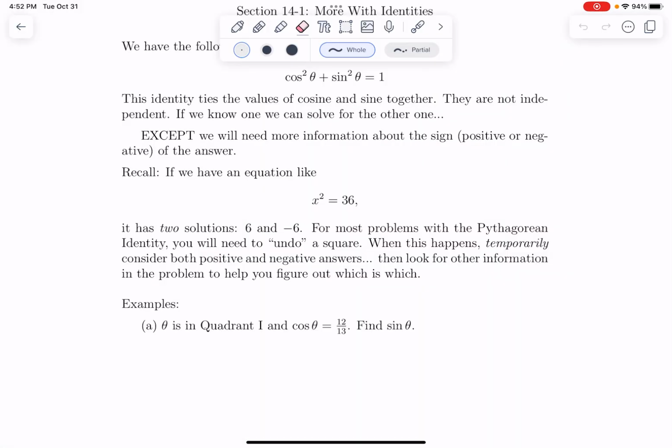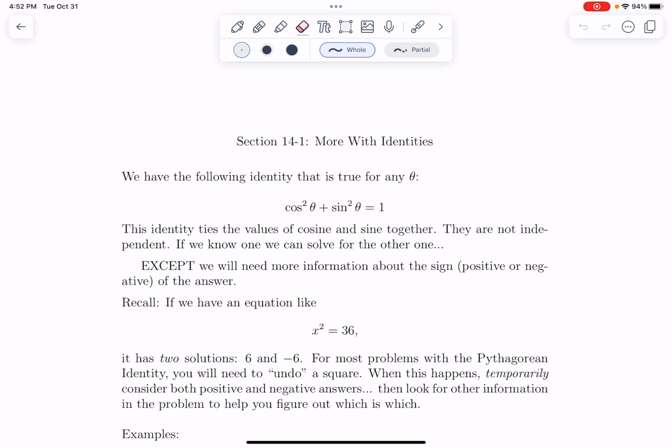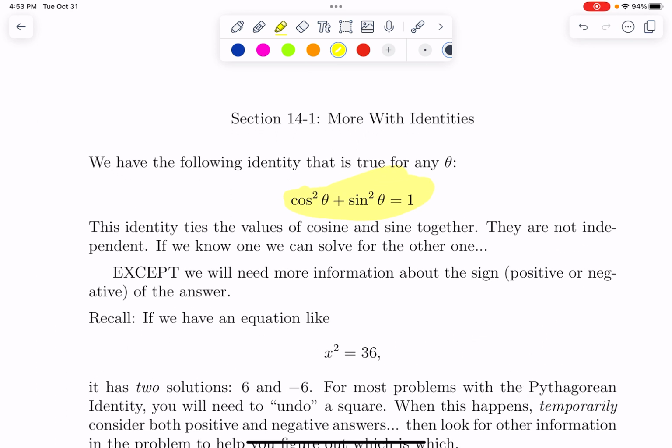In this video I'm going to talk through this addendum section 14.1 where I talk a little more about identities. And throughout we're going to be focusing on this Pythagorean identity, cosine squared plus sine squared equals 1, which you should know. You should know it by name. It's the Pythagorean identity.